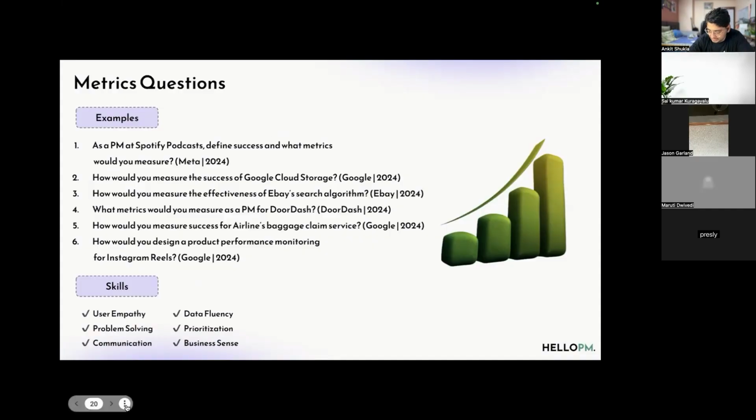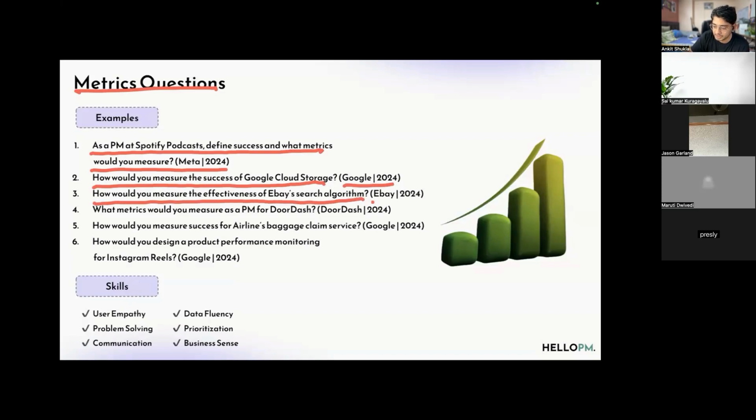Now these are some of the questions that are asked in metric interviews. As a PM at Spotify podcasts, define success and what metrics would you measure? This was asked at Meta in 2024. How would you measure the success of Google Cloud Storage? Google 2024. How would you measure the effectiveness of eBay's search algorithm? eBay 2024. What metrics would you use to measure success as a PM for DoorDash? 2024.